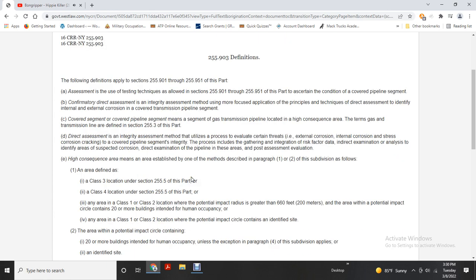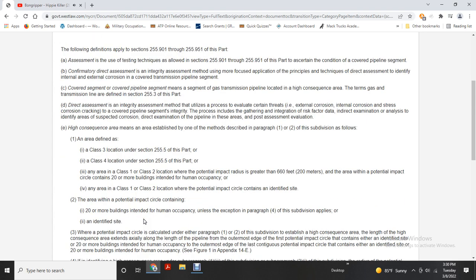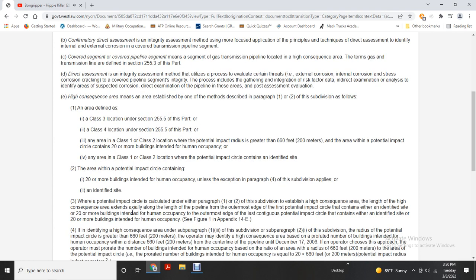High consequence area is established in one of the methods described in paragraphs 1 and 2 of this subdivision, as follows. An area defined as Class 3 location, Section 102.55.5, or Class 4 location. Any Class 1 or 2 location where the potential impact radius is greater than 660 feet and the area within a potential impact circle contains 20 or more buildings intended for human occupancy. Or an area in a Class 1 or Class 2 location where the potential impact circle contains an identified site.